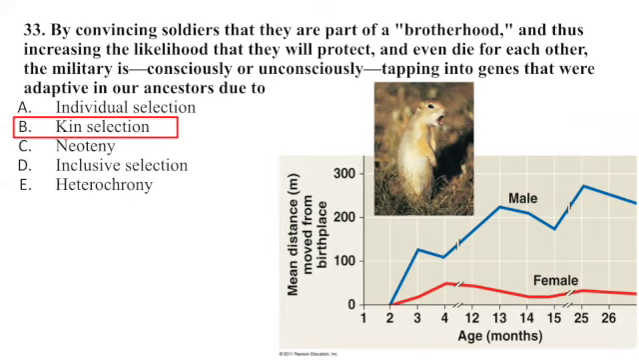C is incorrect because neoteny, or neotony, depending on how you say it, is one of the two ways by which paedomorphism can arise. And so that's the retention of embryonic features as an adult. So like with the axolotl, right? It actually retains its gills.